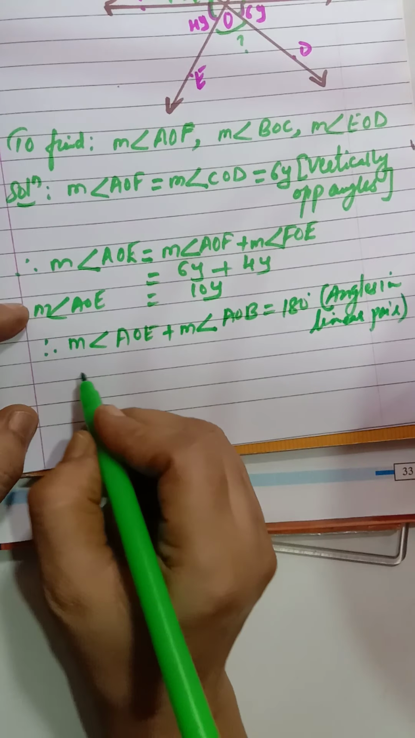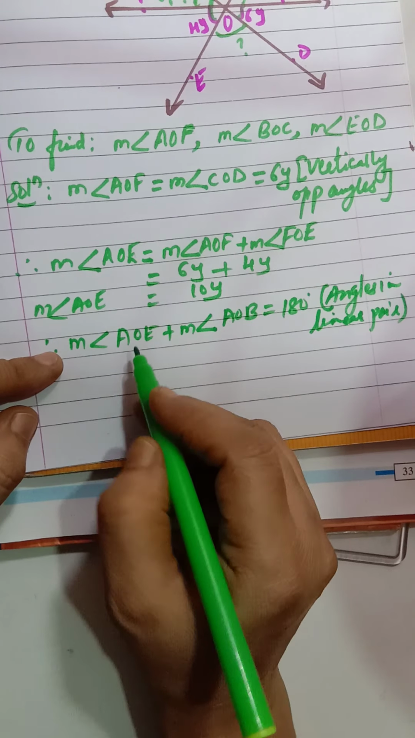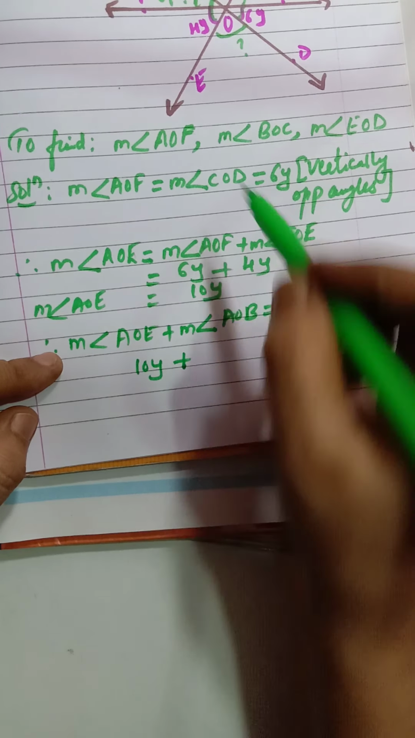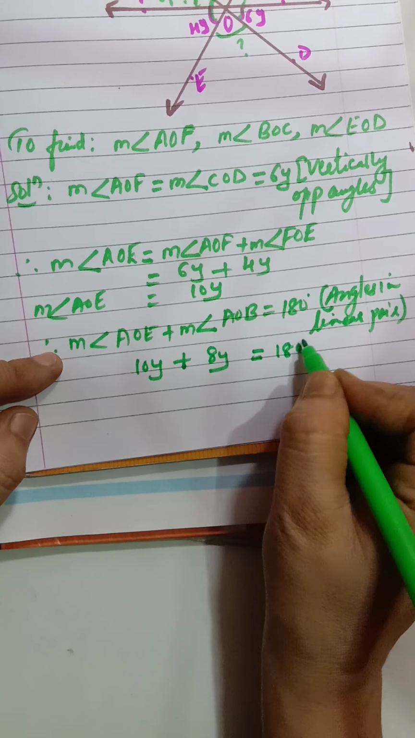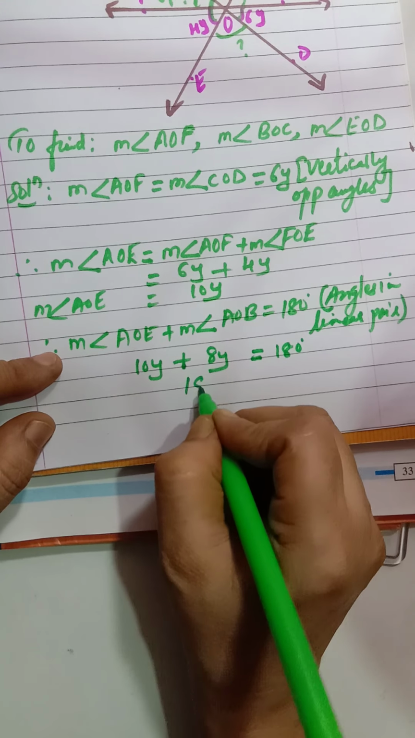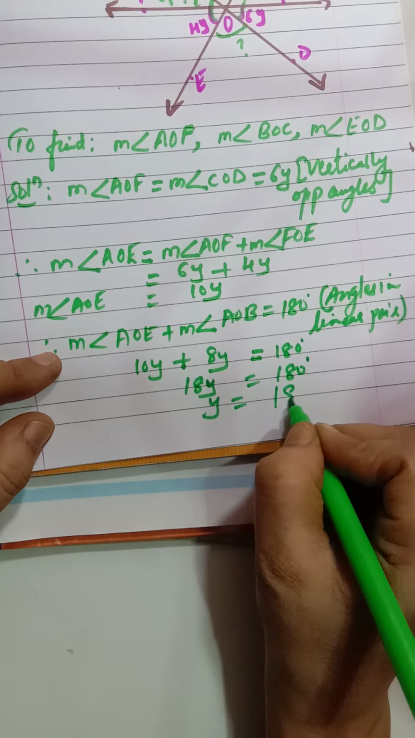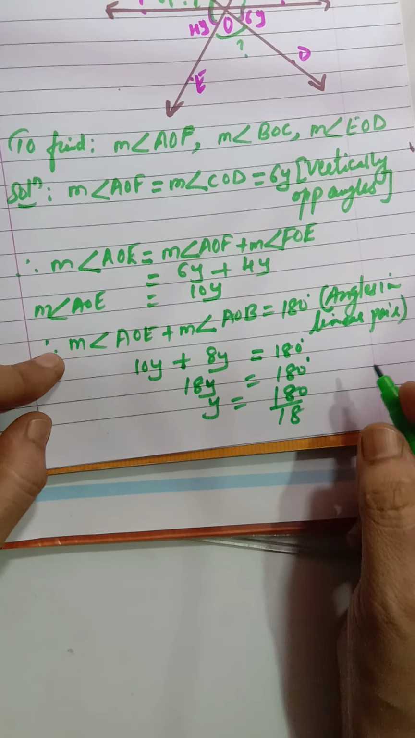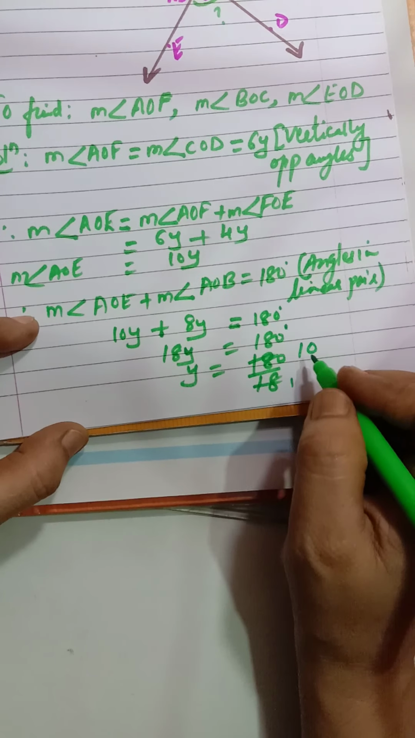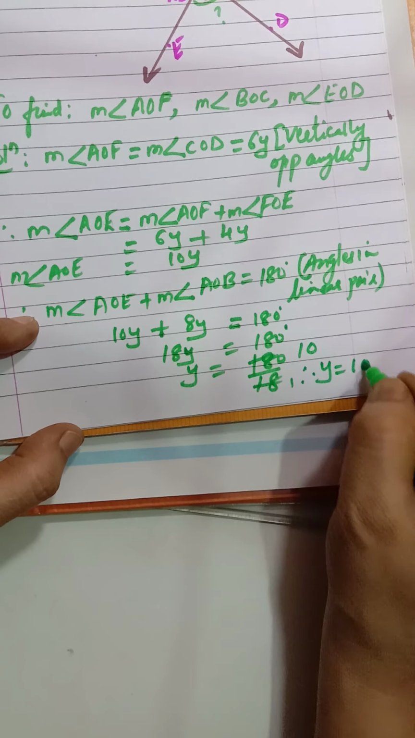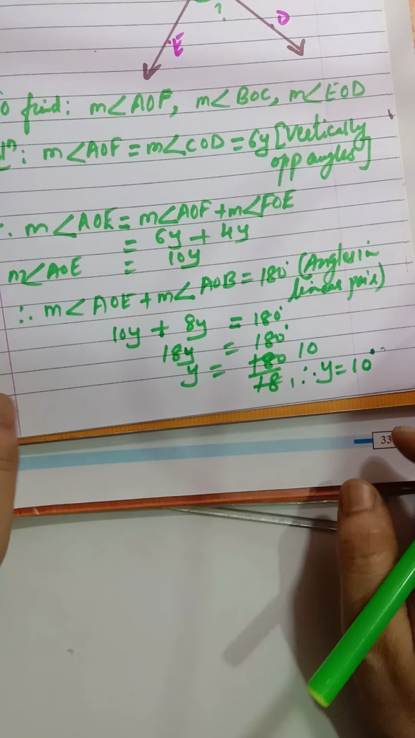Now see children. What is AOE? This is 10y plus AOB. What is AOB? 8y, right? This is equal to 180. So 10y plus 8y becomes 18y is equal to 180 degree. So y is equal to 180 upon 18. So 18 ones are 18, 18 tens are 180. Therefore y is equal to 10. Y is equal to how much degree? 10 degree.